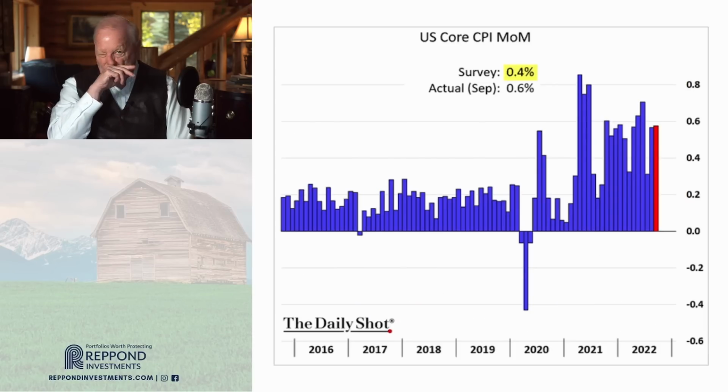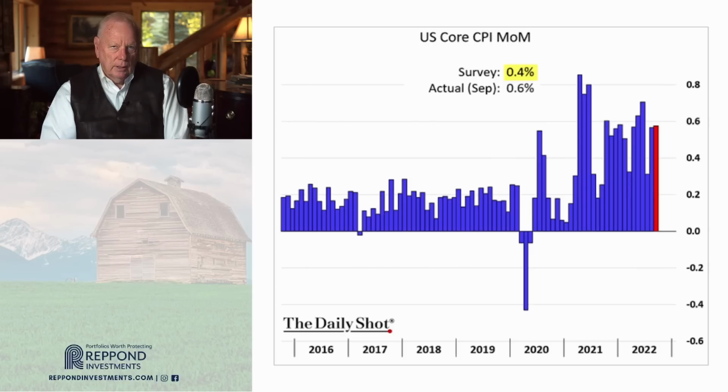Now I want to go over to inflation. This is the core inflation, CPI, Consumer Price Index, which they use to measure inflation. In the month of September, it was projected that there was going to be a 0.4% increase, month over month. It came in at 0.6%. Now, if you don't really follow this, you may look at that and say, what's the big deal? 0.4%, 0.6%. Well, that's just 1 month. So when you annualize that, that's quite an increase.